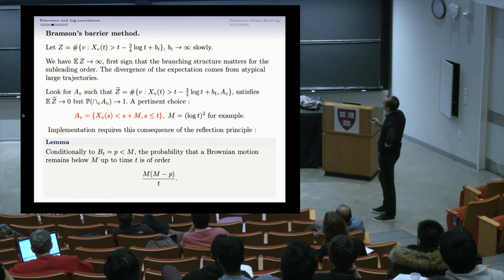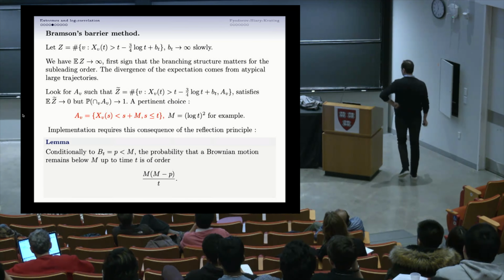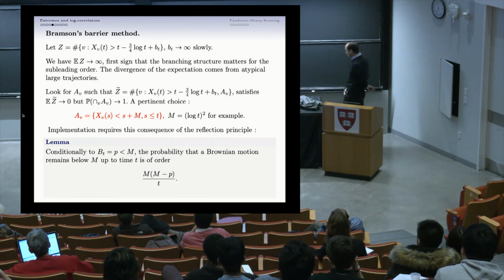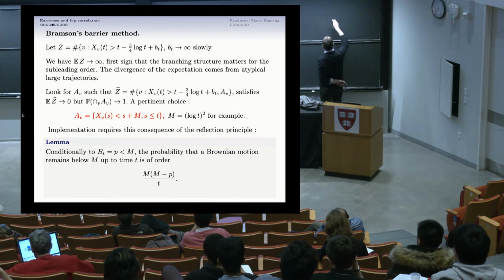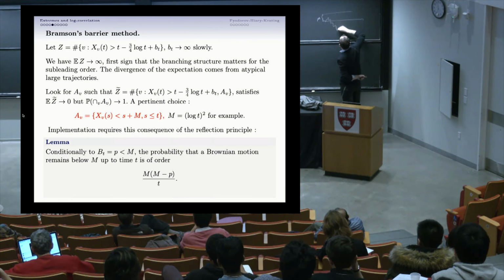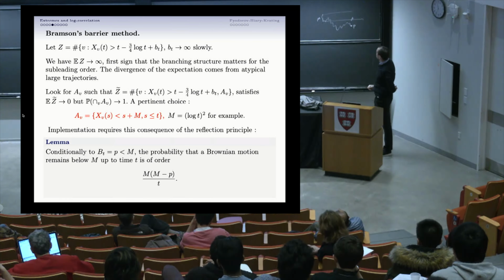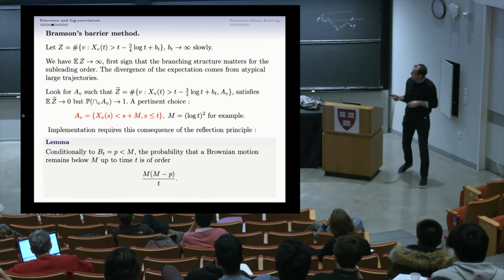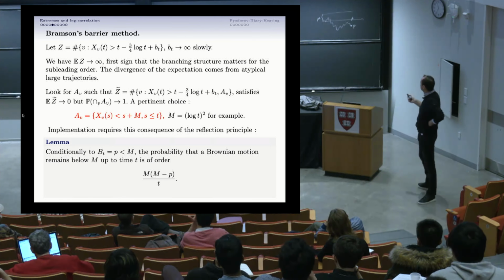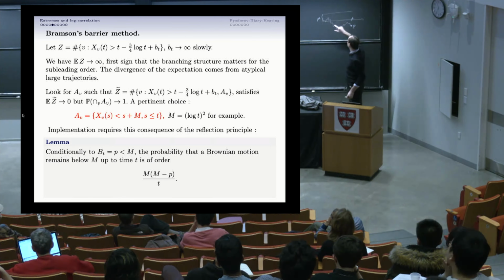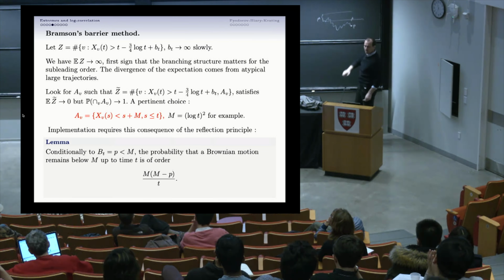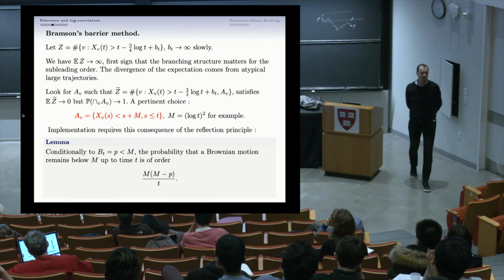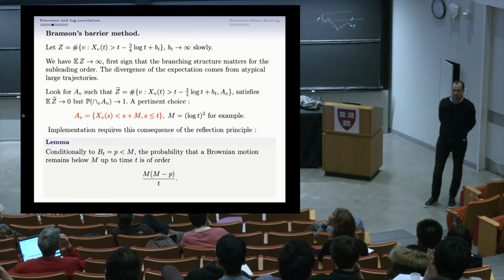If you want to implement this, what you really need is to understand the probability of a Brownian motion not to hit a barrier. So basically, the picture would be that you have a barrier here at height m, and the probability that a Brownian motion after some time t ends at a point p and does not hit the upper barrier, when t is very large compared to m and p, grows like the product of the distances of the endpoints, m times (m minus p), divided by t. And it's a very easy calculation for Brownian motion based on the reflection principle. Okay.